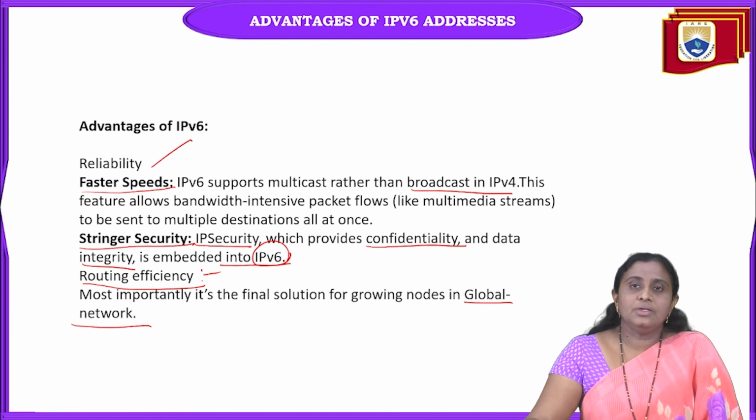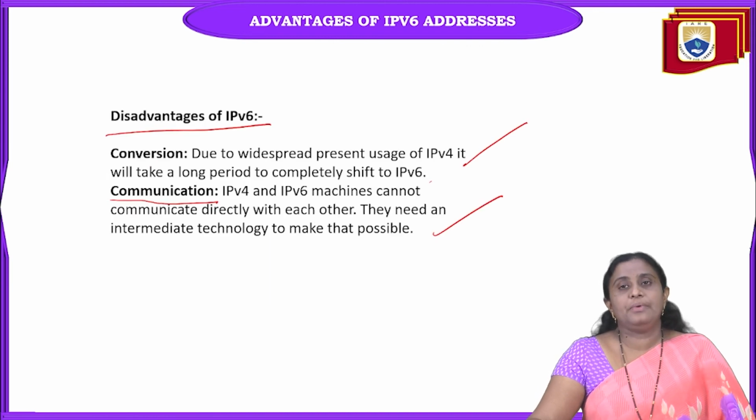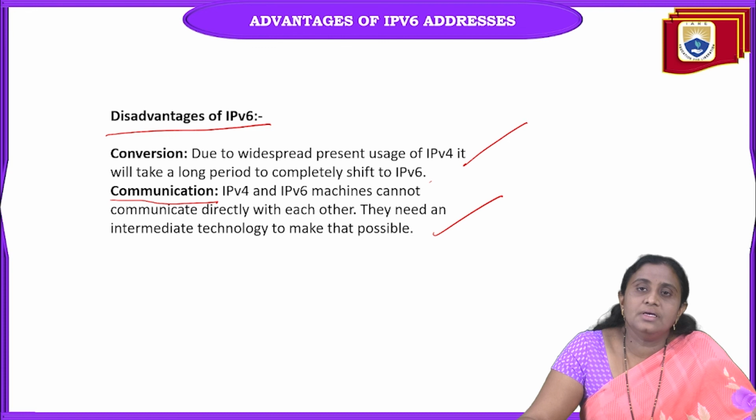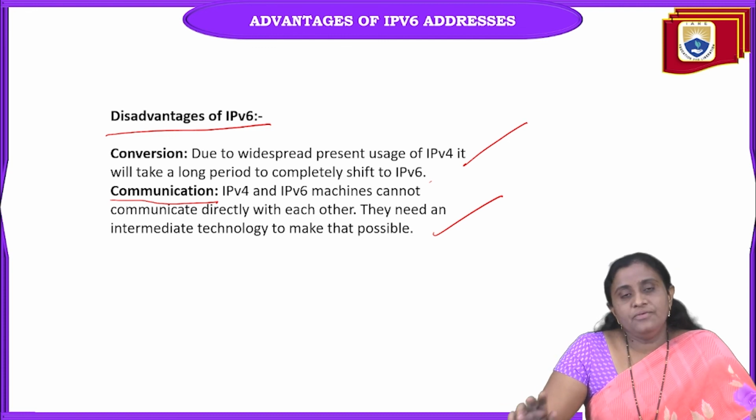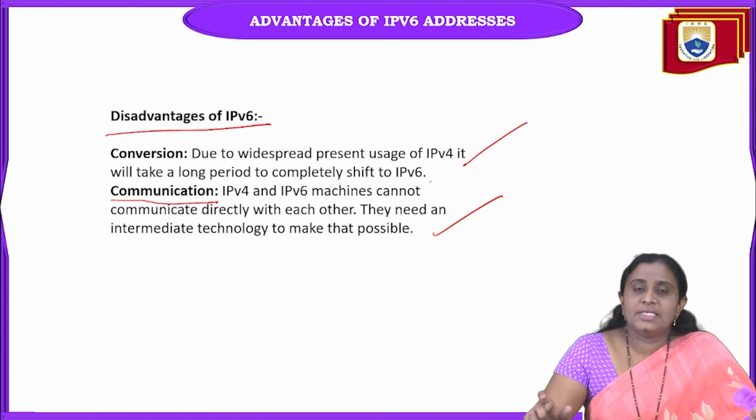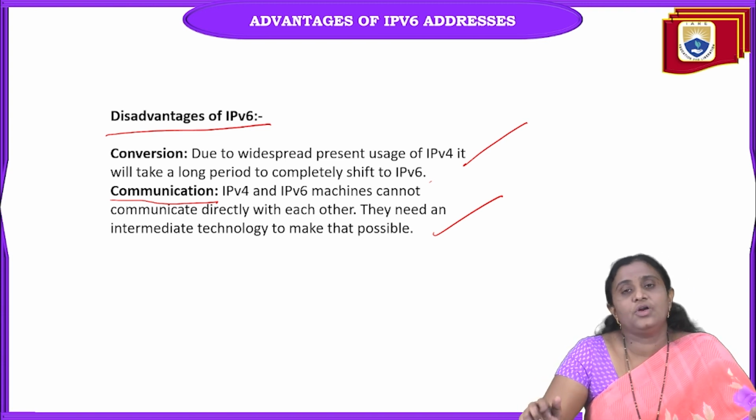And coming to the disadvantages of IPv6, they are the conversion and the communication. That means IPv4 and IPv6 machines cannot communicate directly with each other. That is the main drawback or disadvantage of IPv6.